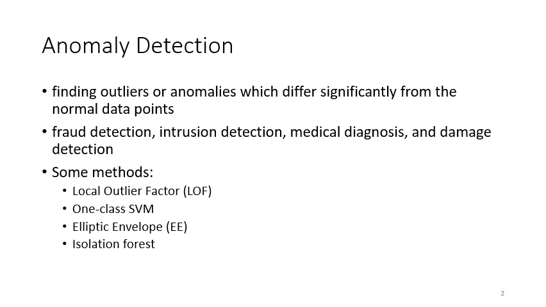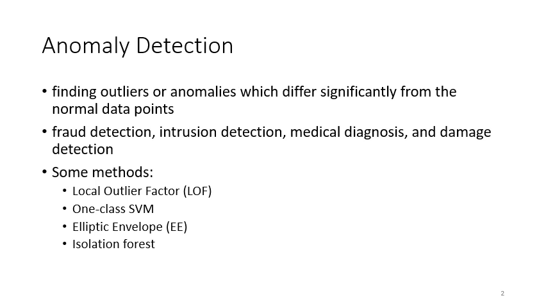Anomaly detection is finding outliers or anomalies which differ significantly from the normal data points, and it has different applications such as fraud detection. Some methods are LOF, one-class SVM, EE, and isolation forest. In LOF, a local density is considered per each data point with respect to its neighbors.